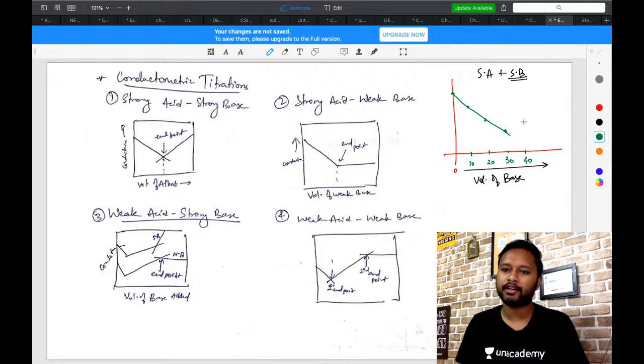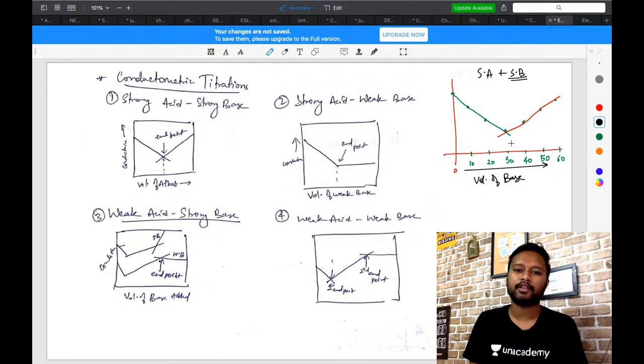That's why the conductance is going to increase to a certain extent, because this extra base is helping the conductance. If you keep on increasing the amount of base, the conductance will increase. So this red line in the graph is the conductance because of the base, and this green line which is coming down is the conductance of the acid. This point will be called your end point. This is the first graph, for strong acid and strong base.